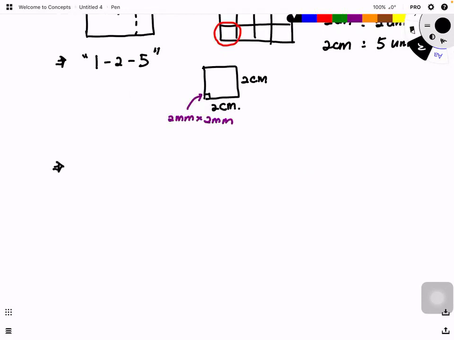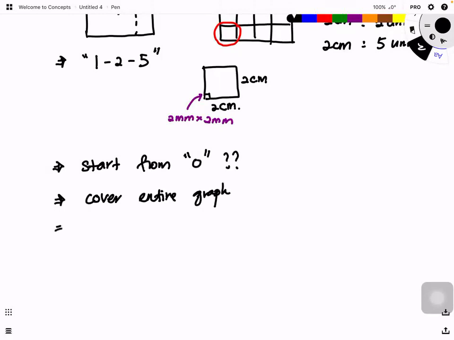the point here is that you have to make sure whether you need to start from origin 0 or not. What else do we need to focus on here? We need to know that your scale has to cover the entire graph. I will tell you what this means. And last, decimal point.